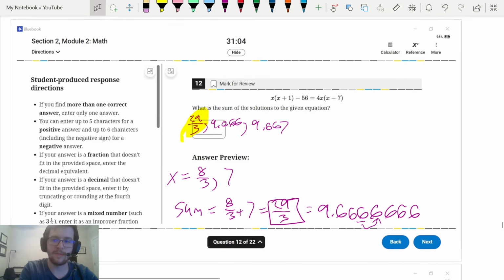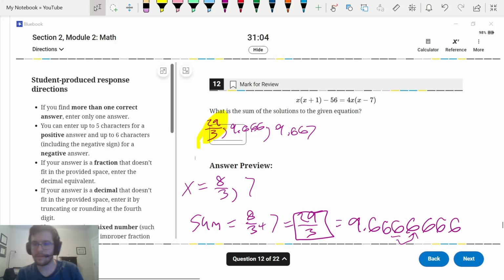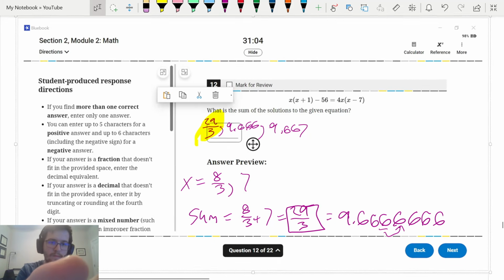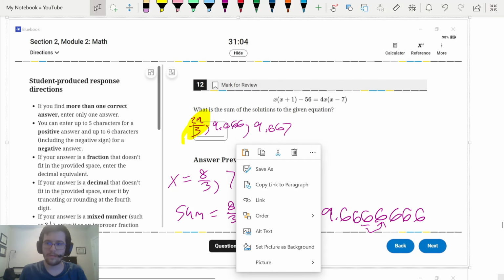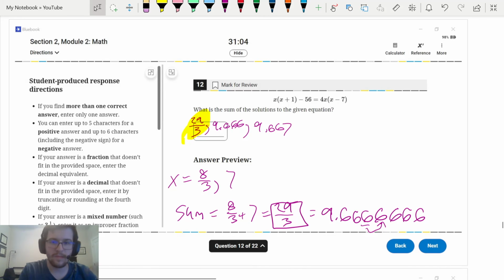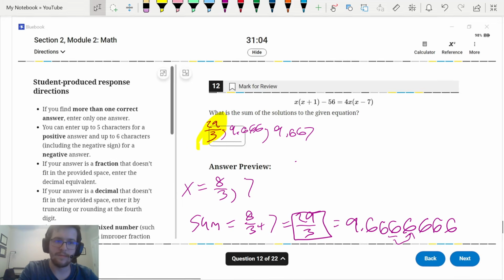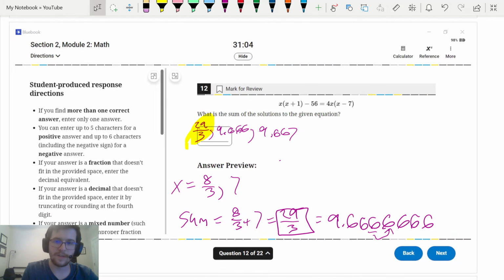Let me just zoom in a little bit more. Okay, good. Let me just make sure my pen's okay. Yeah, that looks pretty good. I might just zoom in just a hair. Perfect. All right.